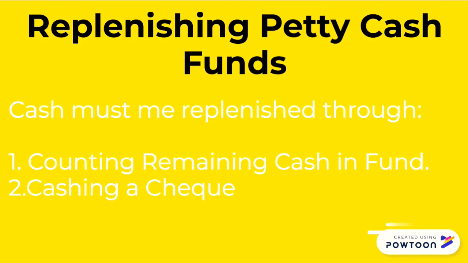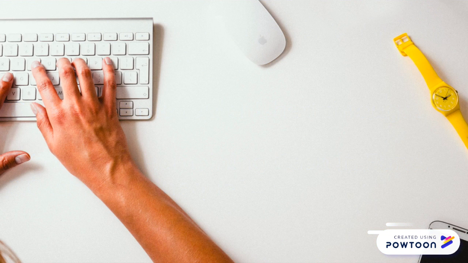Replenishing the petty cash fund. The fund must be replenished by counting the remaining cash in the fund and cashing a check. Through this, the remaining cash in the fund is counted as the business cashes a check for the amount needed, which brings the total cash in the fund back to the original balance. Receipts are then used as documentation for recording expenses.